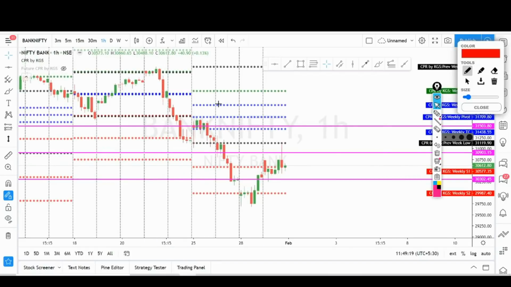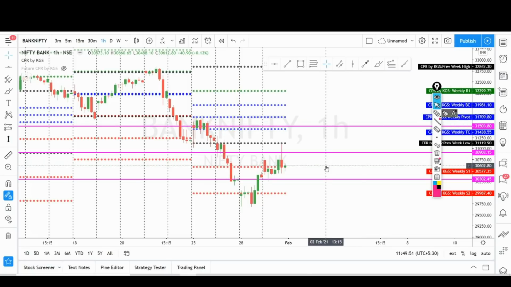So Bank Nifty in 1 hour chart, what happened? The price was tumbling around 31,500, and finally what happened? The 1 hour candle closed below my said level 3900, and within the next 2 hours the price reached my target 3300. And finally the next day what happened? The price gapped down and it went to weekly S2.